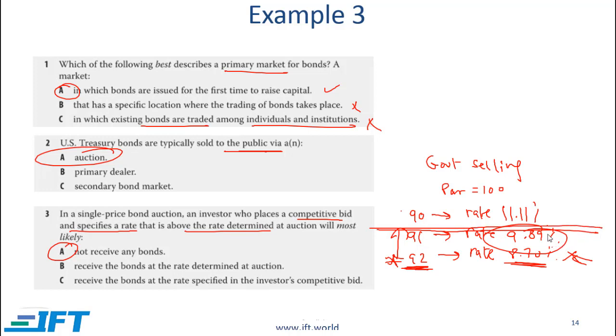What that means is, if another investor comes in and says that they are willing to pay 90, which corresponds to this relatively high rate, then that investor will not get anything. And that's why, if a competitive bid specifies a rate that is above the rate determined by the auction, then the investor will not receive any bonds.